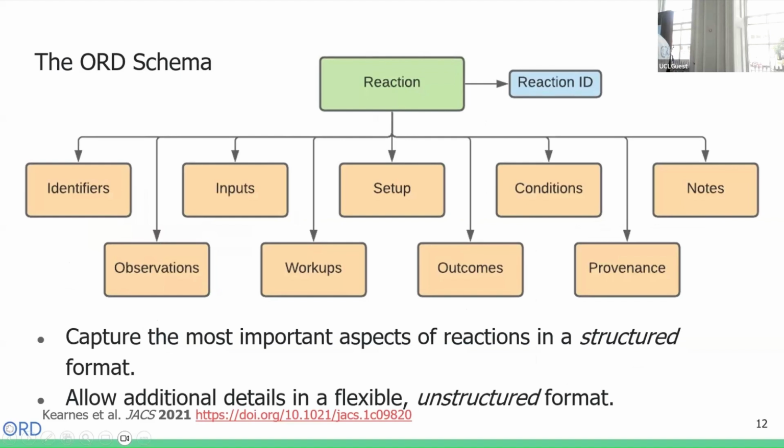The strength is in the schema. This is the top level of the schema, and we're capturing in a very structured way all the very important parts of the chemical reaction. And then the idea is you have structured fields for the most important things. Very few of them are mandatory, but we try and provide a place to put things. And then recognizing that you can't cover everything, there are additional details fields that allow for free text description. So we're trying to cover both scenarios.